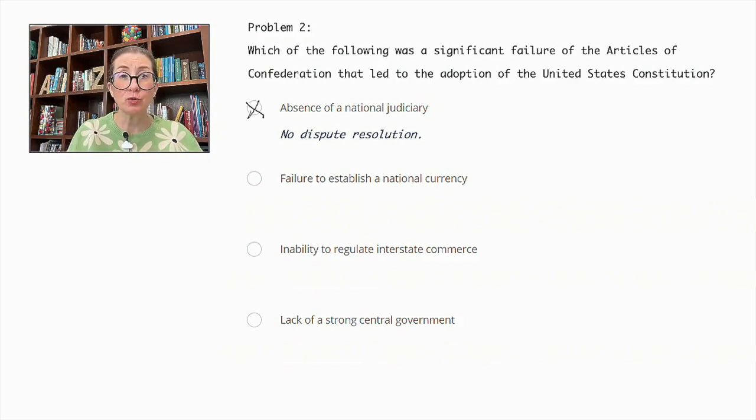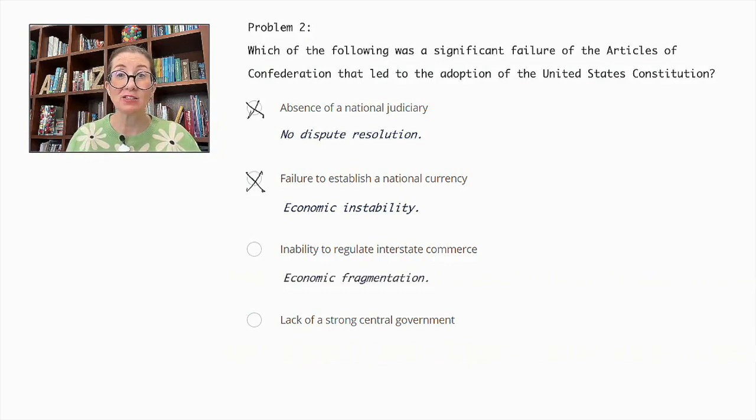The failure to establish a national currency led to economic instability as states issued their own currencies, causing inflation and trade difficulties. So we can eliminate that answer as well. The inability to regulate interstate commerce resulted in economic fragmentation and conflict among states. So let's cross that out as well.